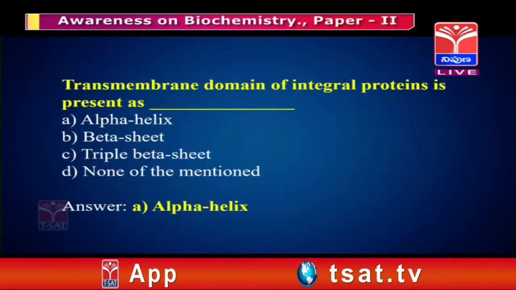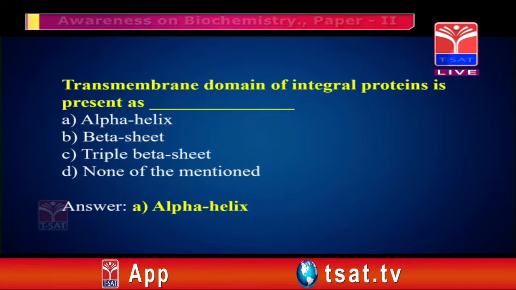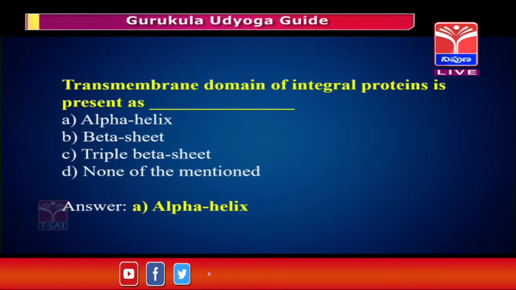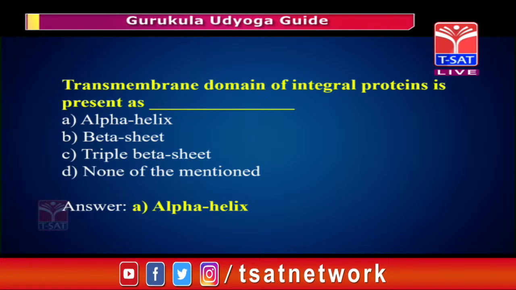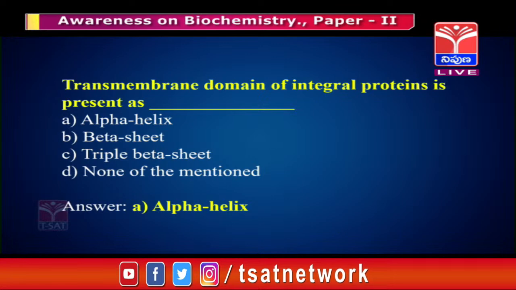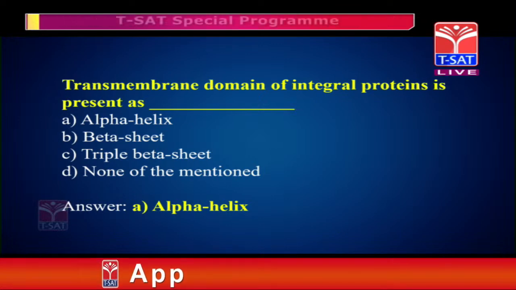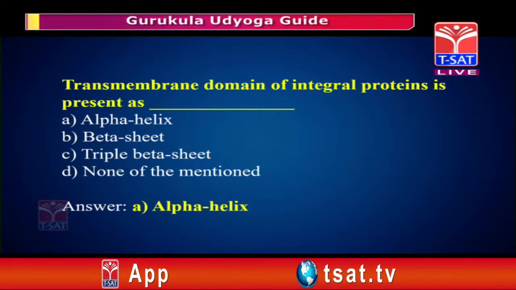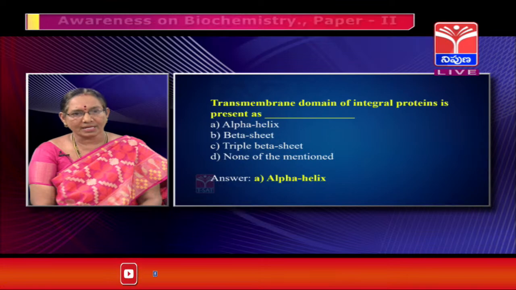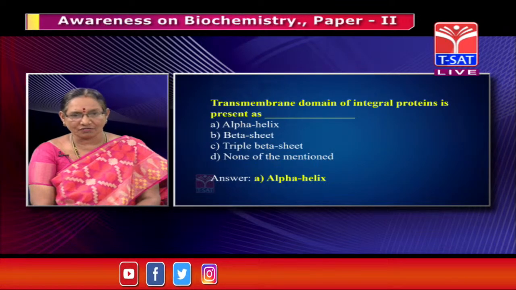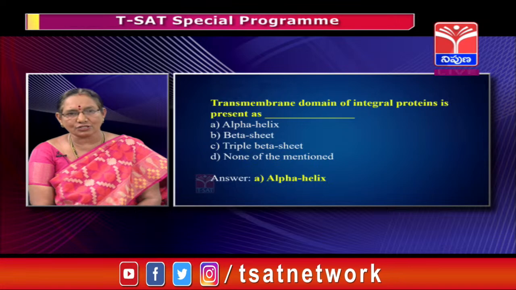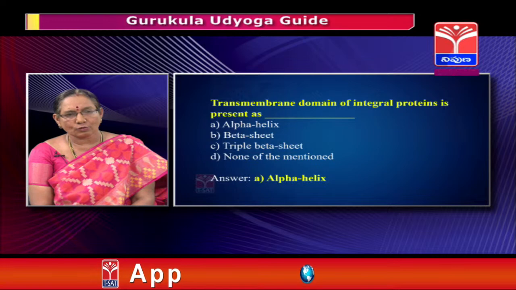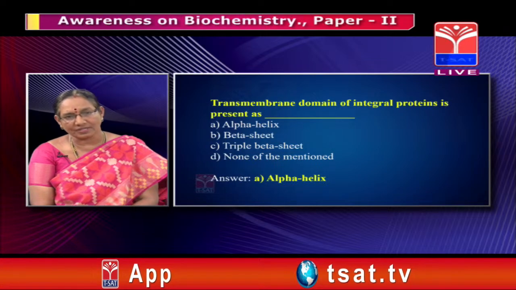Now we will take some model questions just for our understanding. As a focus, one needs to understand the integral proteins or intrinsic proteins and their organization. So you may get a question: what is the structural domain present in membrane? The options given are alpha helix, beta sheets, triple beta sheet, or none of them. When we learn the structures of proteins, we will be learning different types of secondary structures and the tertiary and quaternary arrangement of these structures.